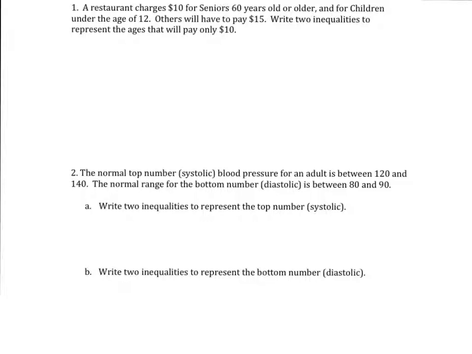The first one says, a restaurant charges $10 for seniors 60 years old or older and for children under the age of 12. Others will have to pay $15. Write two inequalities to represent the ages that will pay only $10.